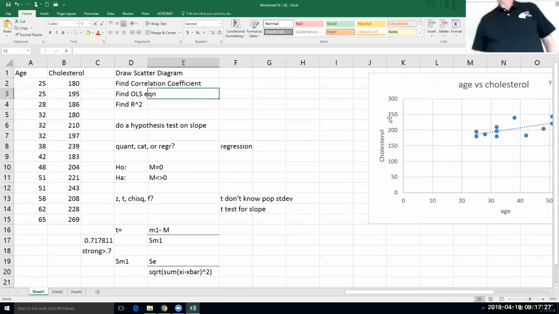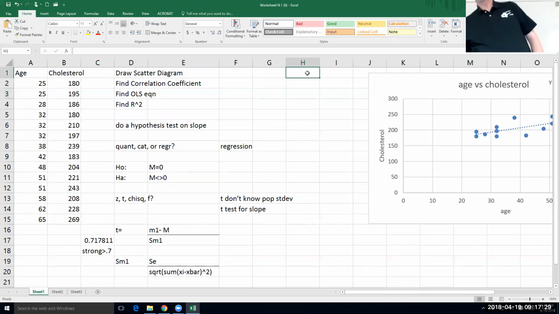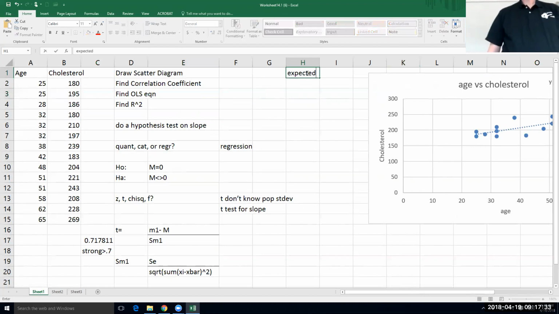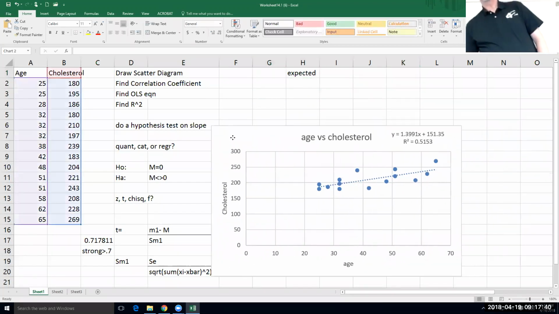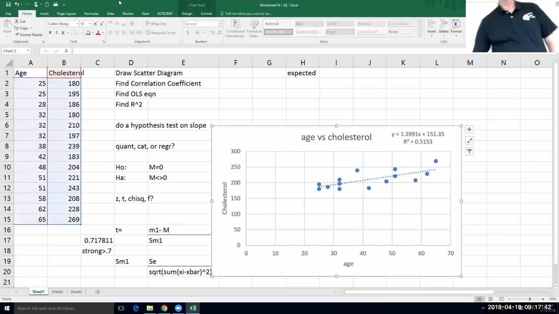You have to get your R squared. Okay, first, you'd have to get your expected or predicted value. What's the expected value? The equation, which I just moved this off. We're going to be moving this on and off. Okay, so the equation is what?